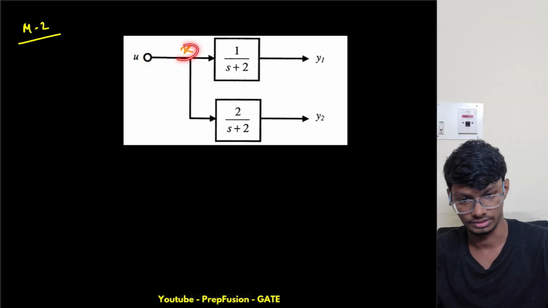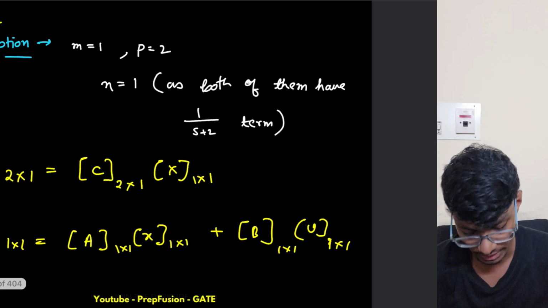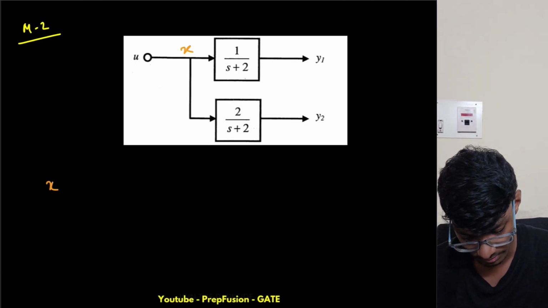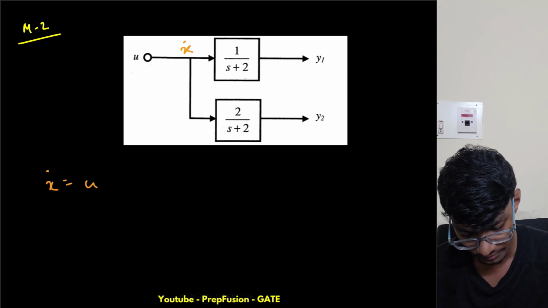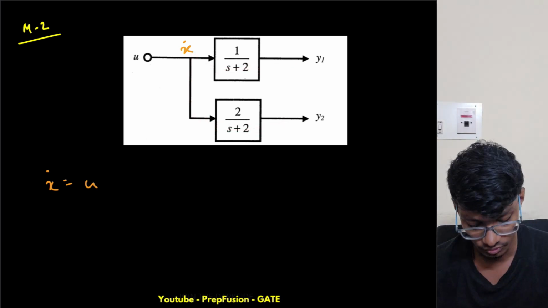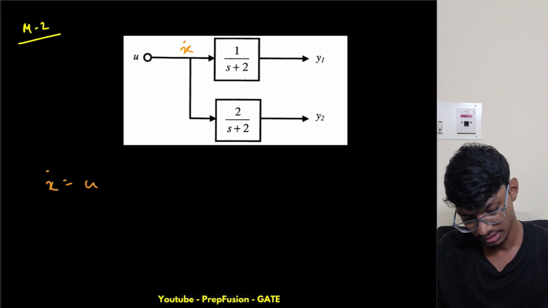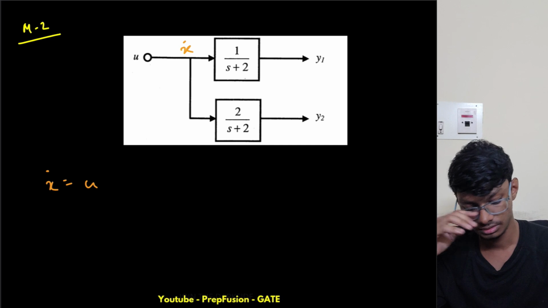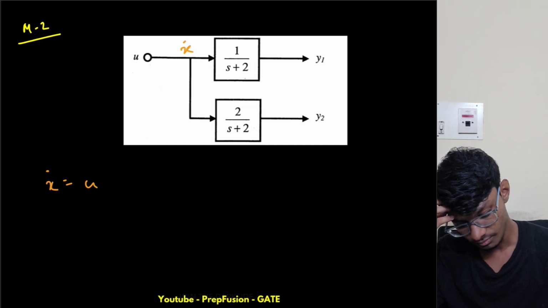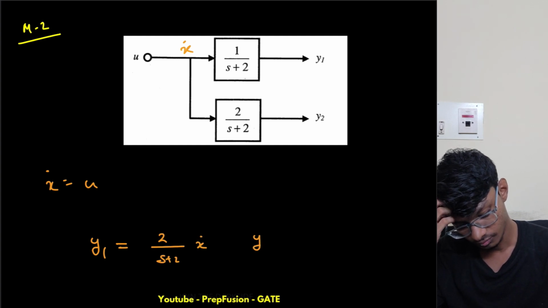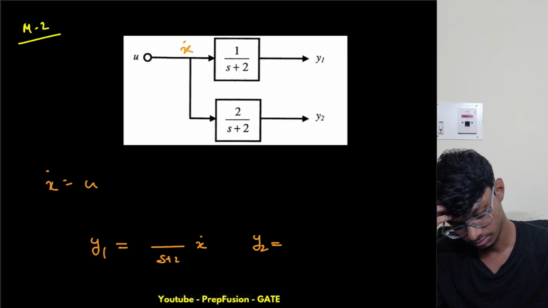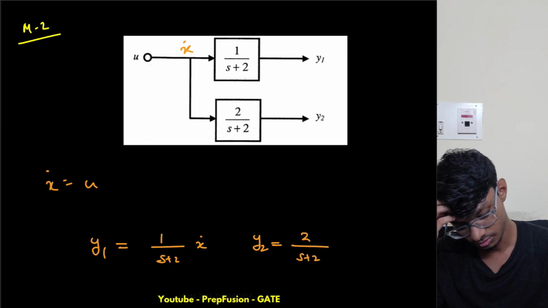u will be equal to x only. So let me assume this as x dot. So x dot will be equal to u only, and I won't be able to directly integrate this. So what is the relation here? The relation is simply y1 equals 2 by s plus 2 times x dot, and y2 equals, okay, I'm writing this wrong, 2 by s plus 2 x dot.